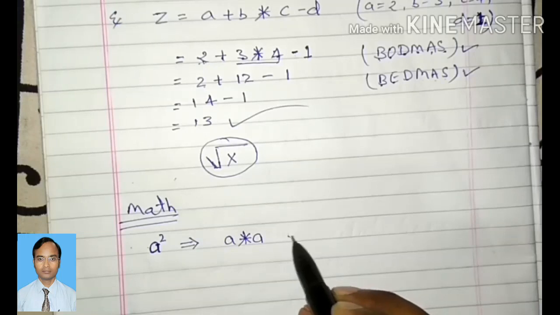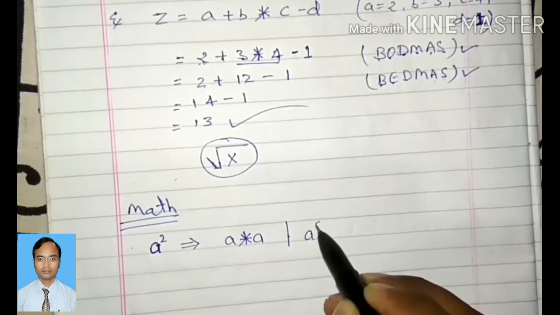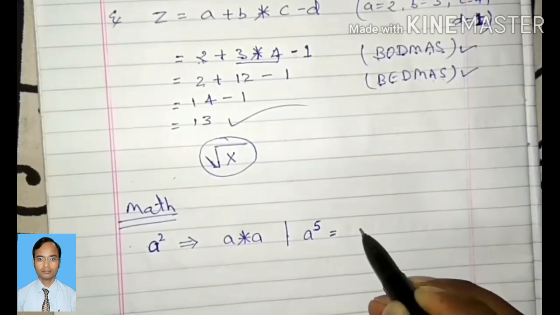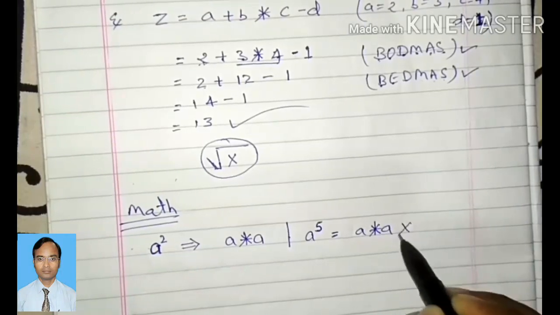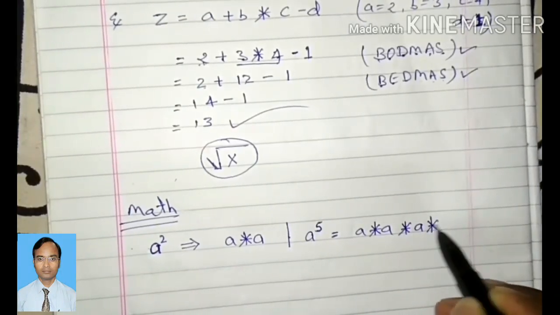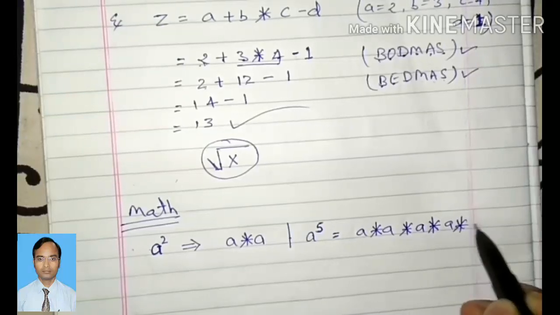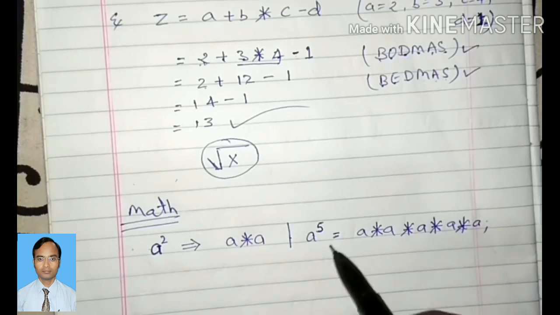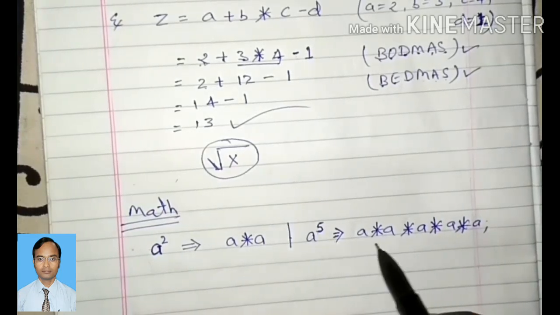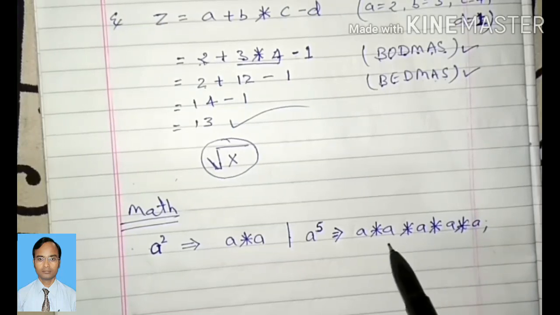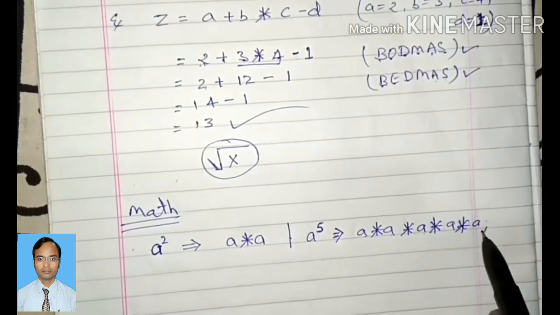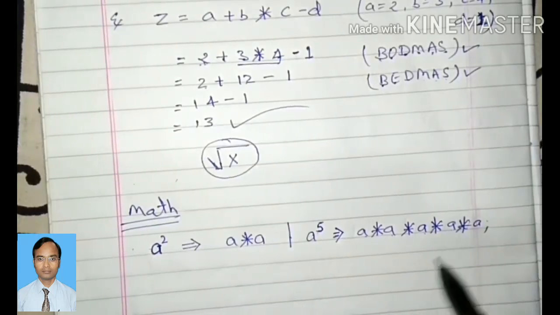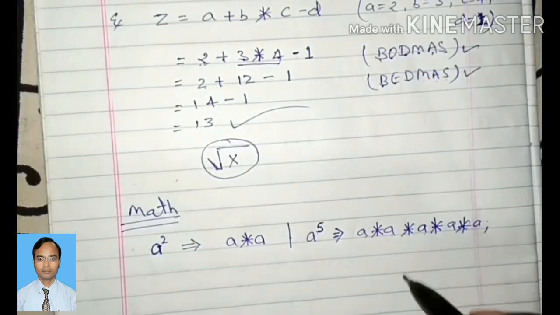But suppose I want to calculate a to the power 5. Then the same thing we can calculate like this: a into a into a into a into a. If we want to calculate a to the power 5, then we have to multiply a five times. I think you can easily understand this point, because you have already studied it in math.